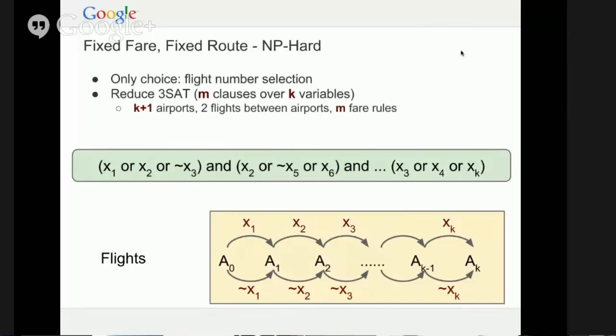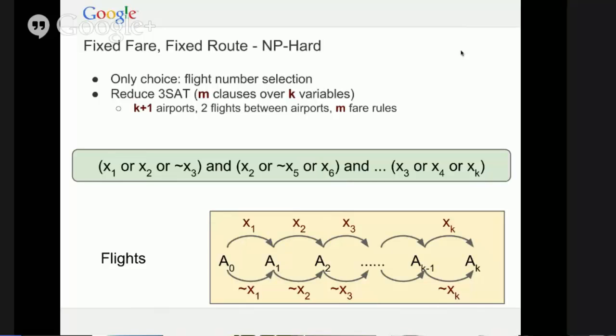Now what I can do is I can reduce it from 3SAT. Assume you have a satisfiability clause. Assume the clause you want to satisfy is X1 or X2 or not X3, and X2 or X5 or X6, and so on. So what I'm going to do is build a flight path across airports. If I've got K variables, I'm going to use K plus 1 airports, A0 to AK, with 2 flights between the airports.